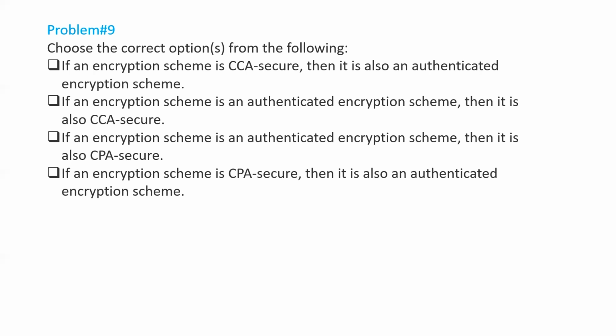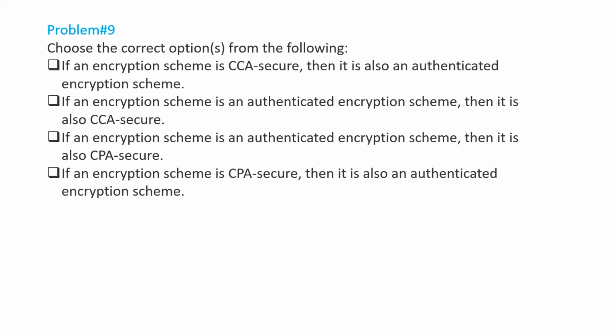So I just repeated this in order to recall the concept of CCA security, authenticated encryption, and ciphertext integrity. Now, looking at the options: if an encryption scheme is CCA secure, then it is also an authenticated encryption scheme. This is wrong because CCA security is necessary for an encryption scheme to be authenticated encryption, but that is not the only property. It also has to satisfy the ciphertext integrity property, right? So the first option is wrong.